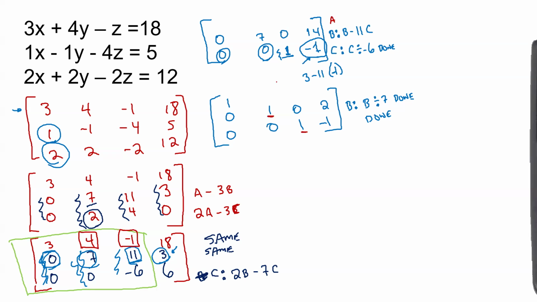So I'm kind of working backwards back up the row. Why don't we just write this and see what we got? I got a 3, I got a 4, I got a negative 1, I got an 18.